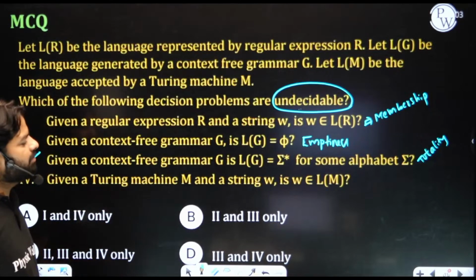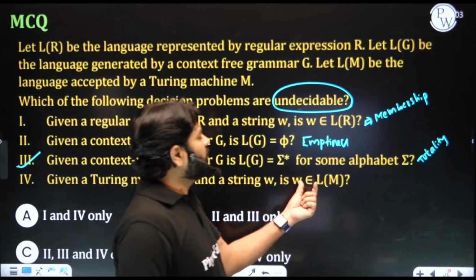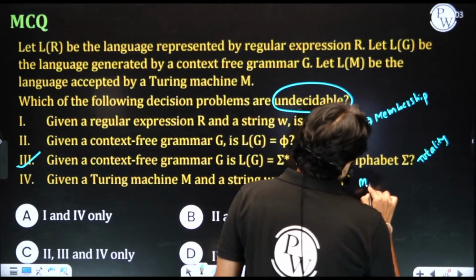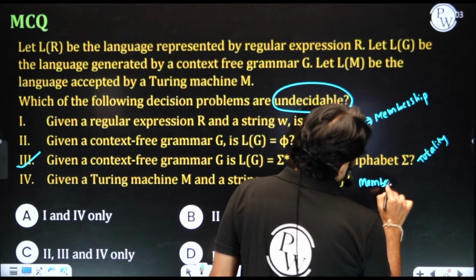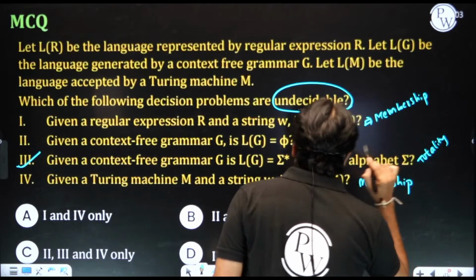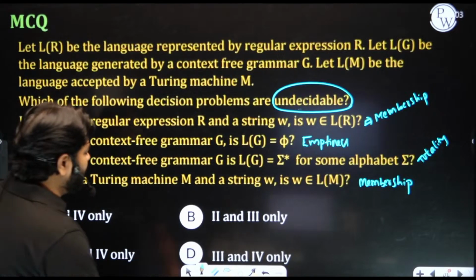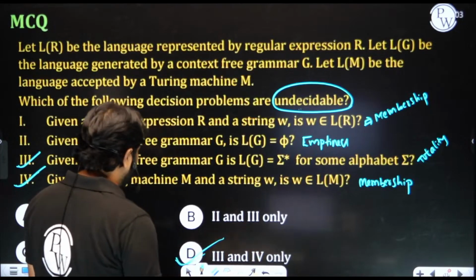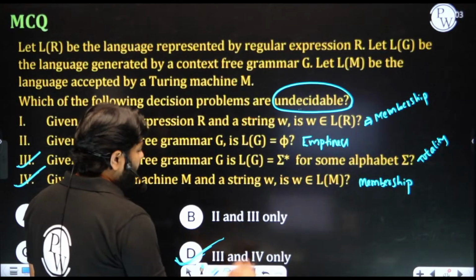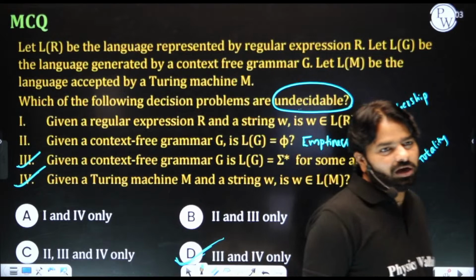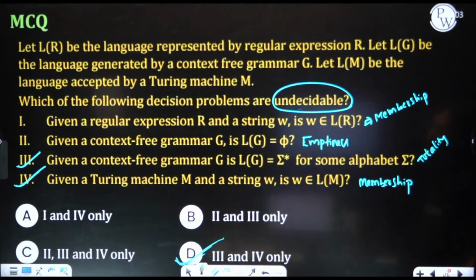And given TM and string, is it membership? Yes, the membership for Turing machine is also undecidable. So 3 and 4 are undecidable. Yes, option D is right.